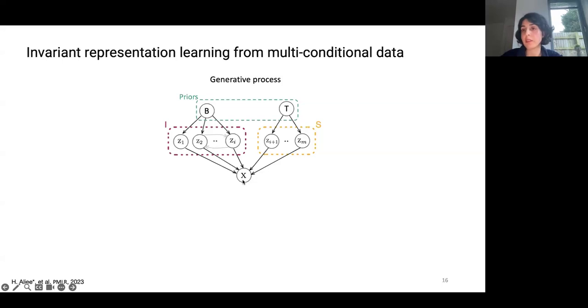Here, variable X represents my gene expressions, and I assume that my gene expressions in the cells are generated from two sets of latent variables. The first one is invariant, and the second one is spurious. The invariant factors are coming from a prior distribution, which is affected only by the biological covariate, for example, disease. But on the other side, the spurious factors are coming from a different prior distribution, which is dependent only on the technical covariate, for example, the batch or the technology that we use. And we derive these prior distributions using the data itself. So these priors are inferred from the data.